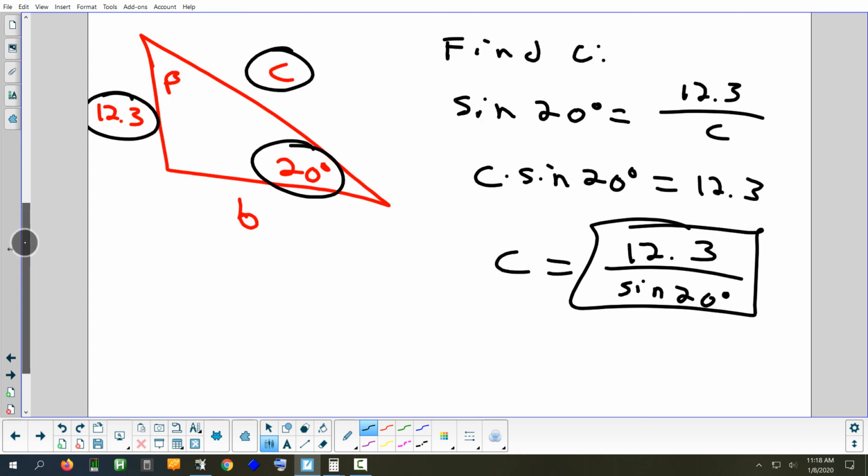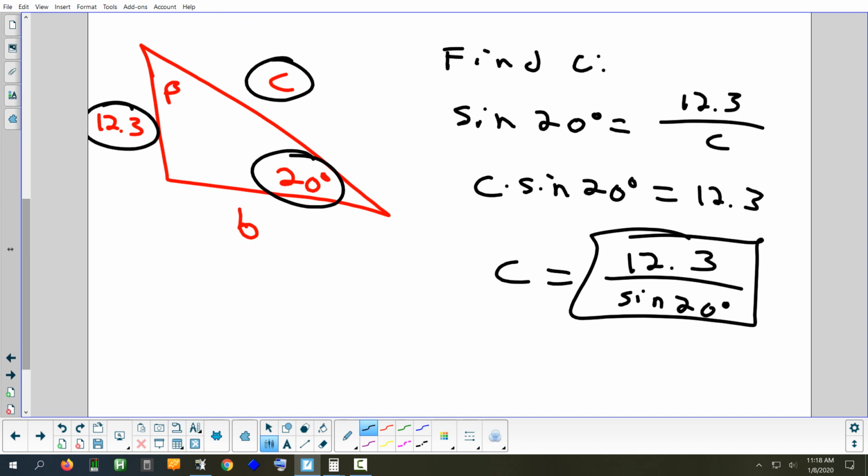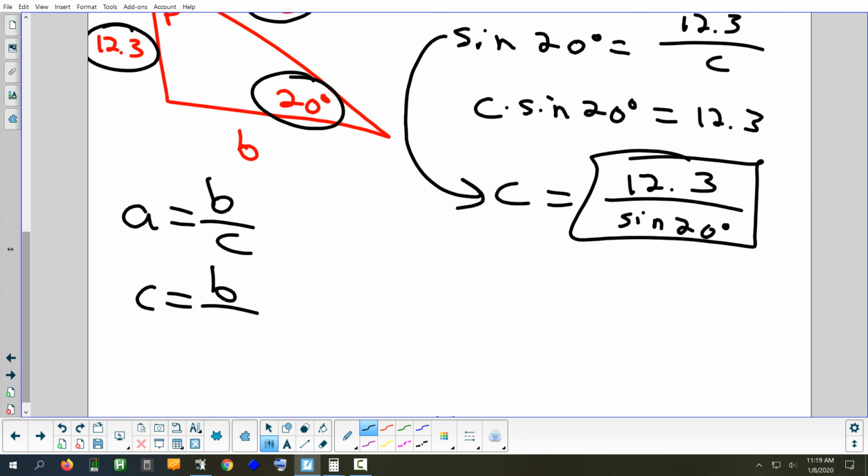I'm going to type that in a second, but look at what I started with. Look at what I ended with. Does anybody see what you can do without doing this step in the middle? Yep. Anytime you have a fraction like this, you can always swap what's by itself and what's in the bottom. So you could write this. Same thing. You can always swap what's by itself and what's in the bottom.